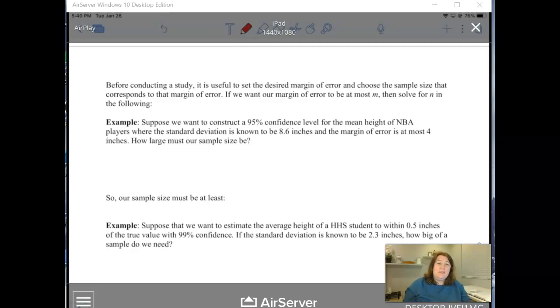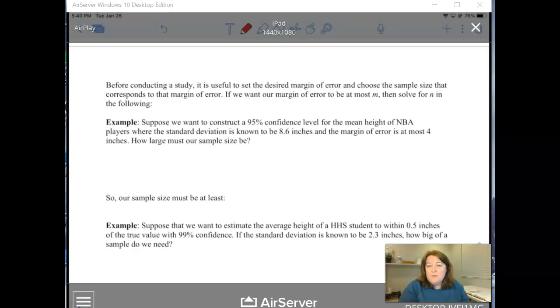But if I'm just working with how many people have trash cans on their front lawn, that doesn't have to be that specific with that small of a margin of error. I could probably get away with a bigger one. So if we want our margin of error to be at most m, then we're going to solve for n, and we're going to give you some examples to do that together.